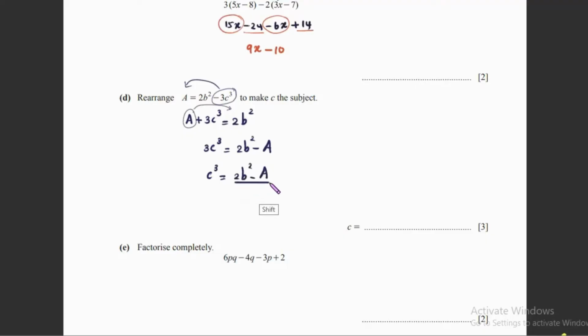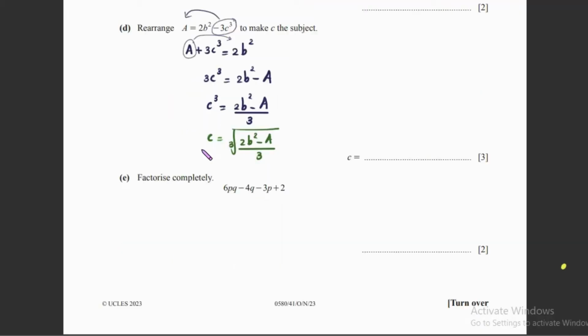This entire thing, everything on the right side, should be divided by the 3. Now that is equal to c cubed. If I'm to find what c is, I need to do the cube root of the answer that I get here. So I need to do the cube root because we have a cube here. So this is 2b squared minus A, and this is over 3.